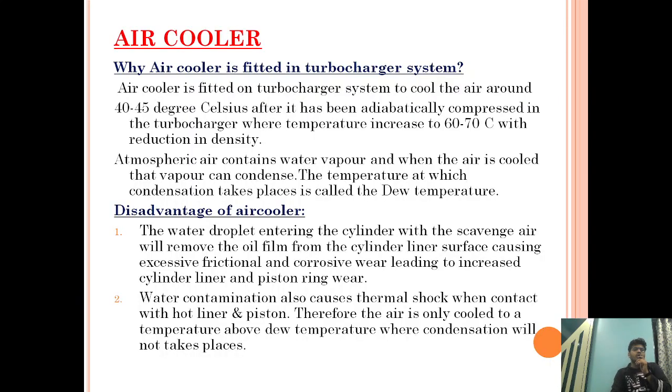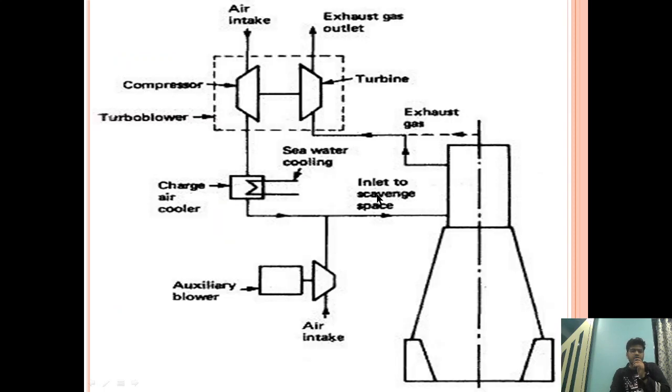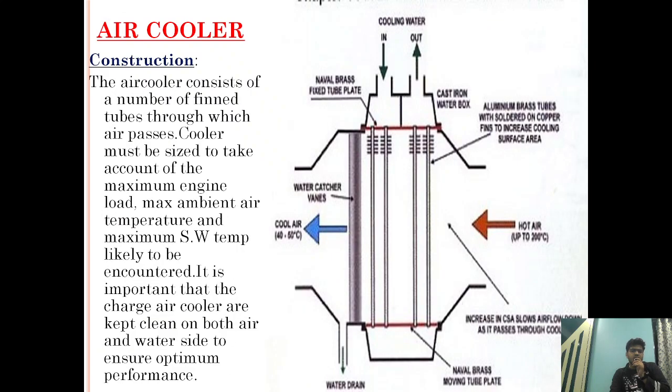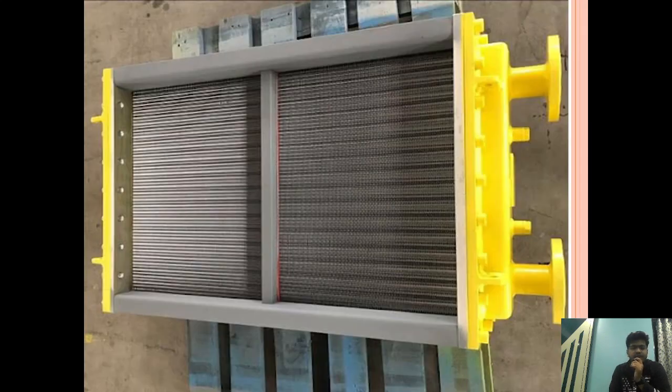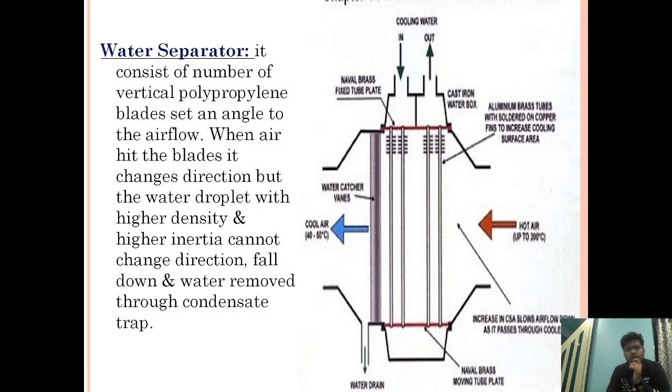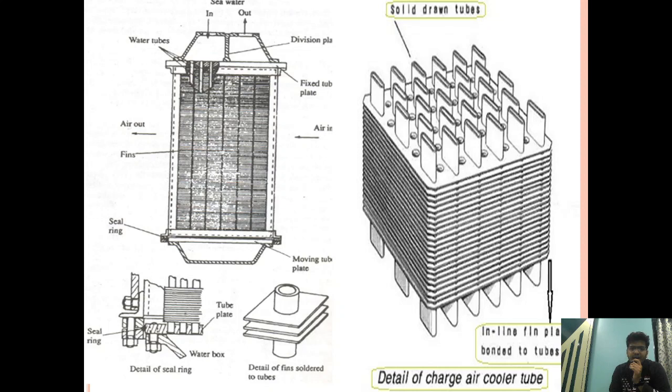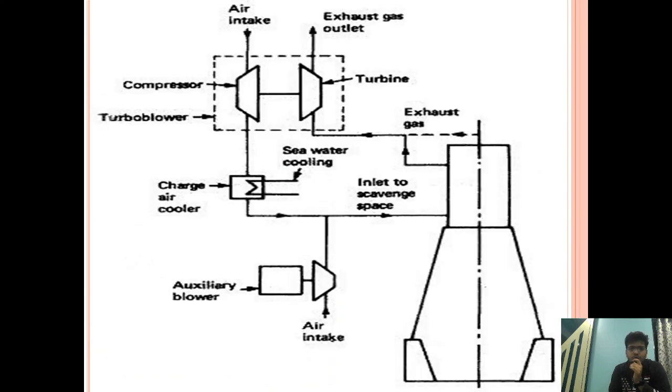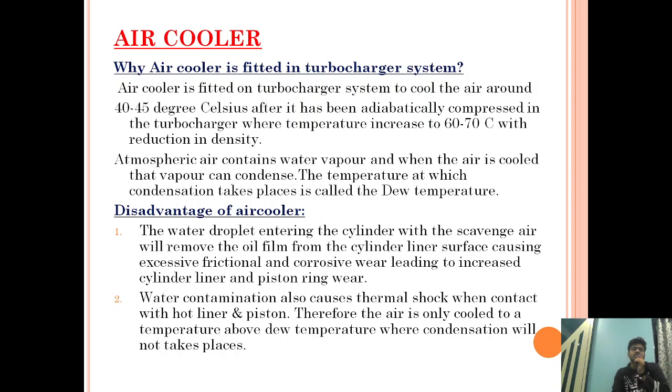Today, we're going to talk about the air cooler. In today's video, we'll learn why an air cooler is fitted in a turbocharger system and what the disadvantages of having an air cooler are. And through a series of diagrams, we'll try to understand the construction of an air cooler, what components are fitted and why, how it is cooled, and how it is cooling the air. And then we'll talk about the different types of attachments which are fitted and why it is necessary. So this is the fifth part of our turbocharger series.